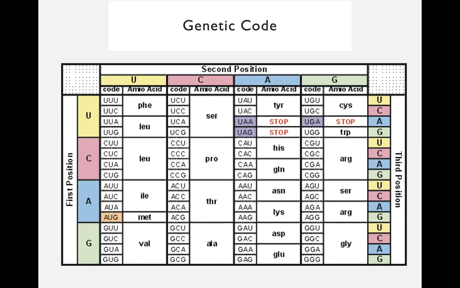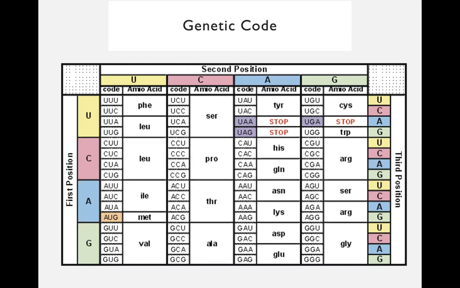3 C's will code for that, CCU. So there's overlap in this. There's what we call redundancy. There's a few that only code for one thing, and I'll talk about those on the next slide. You can see those here. AUG, UAA, UAG, UGA, and then UGG. So I'll talk about the AUG and then these stop ones on the next slide. But that's generally, it's really easy to read.